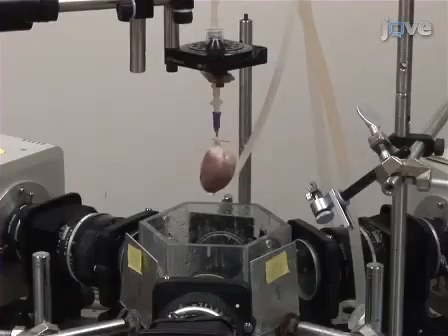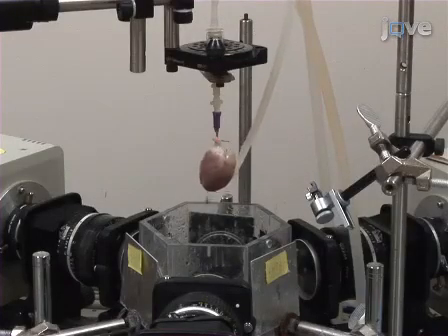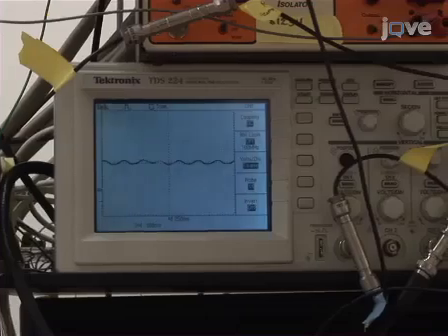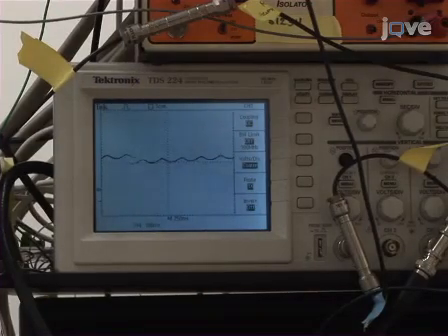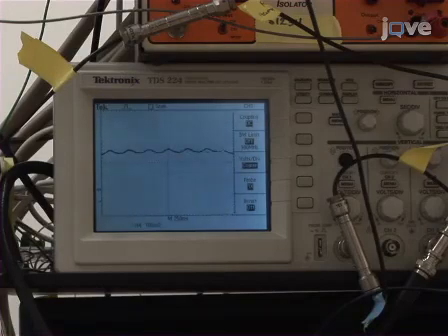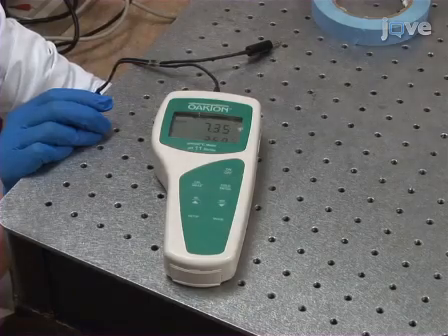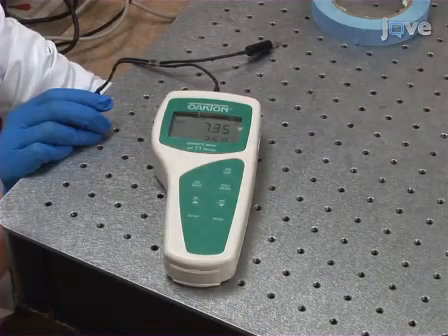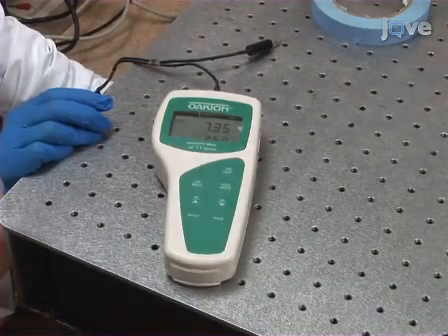Place the heart in a custom-made hexagon chamber and connect the cannula to the perfusion system. Monitor the aortic pressure using a pressure transducer and maintain it at around 60 plus or minus 5 millimeters of mercury by adjusting the flow rate of the perfusion pump. Maintain the pH around 7.35 plus or minus 0.05.